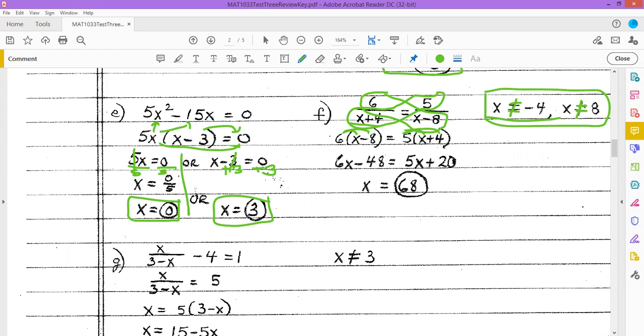So 6 times x gives us 6x. 6 times minus 8 gives us negative 48. We carry down the equal sign. 5 times x gives us 5x. 5 times 4 gives us 20.